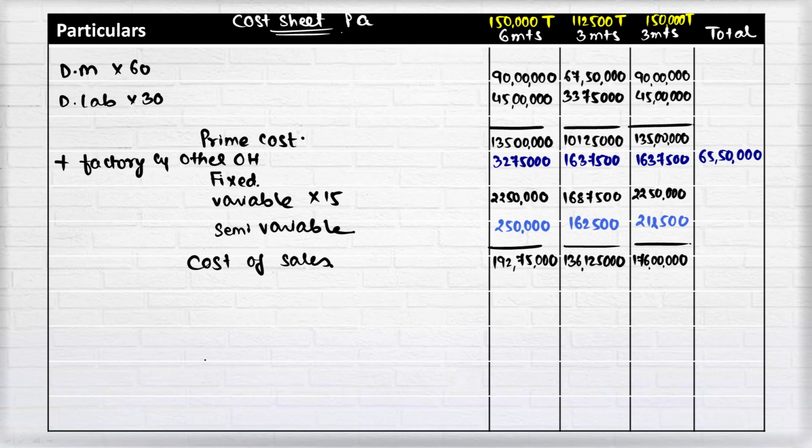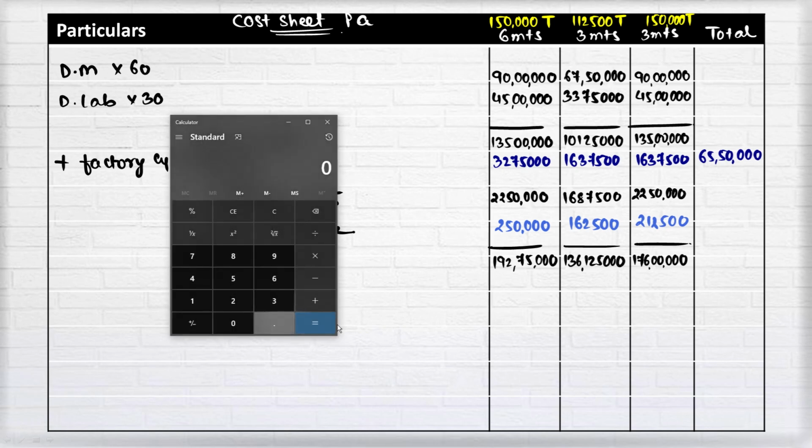I will not be finding out all the totals, but this total is required because now we want to find out profit. 192 lakh 75,000 plus 136 lakh 12,500 plus 170. It is 504 lakh 875,000.